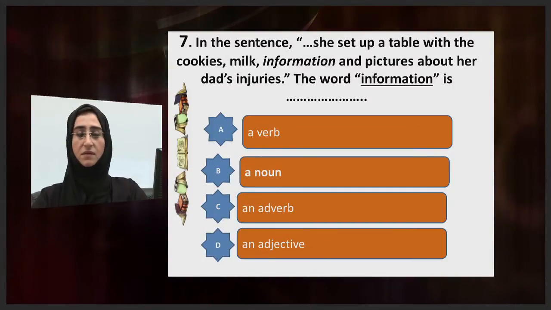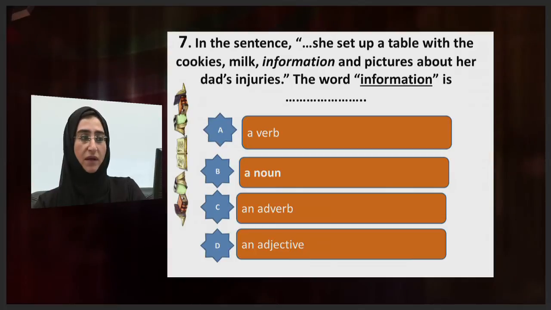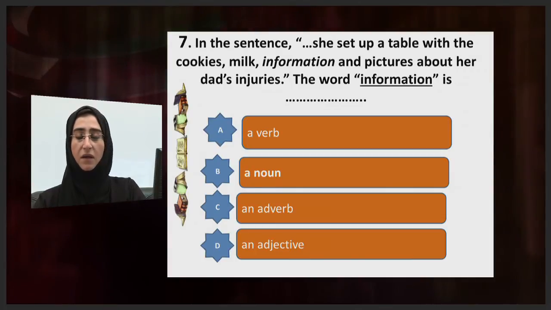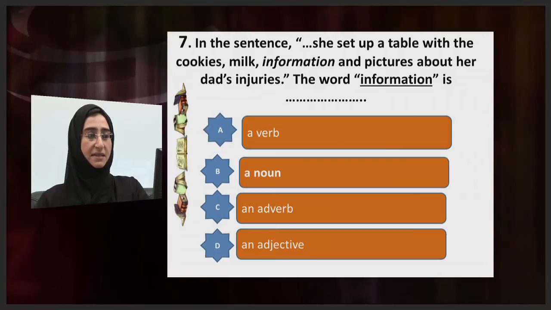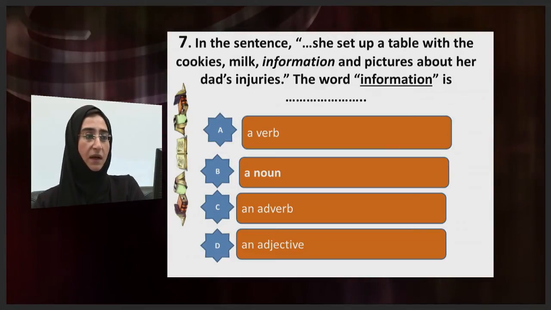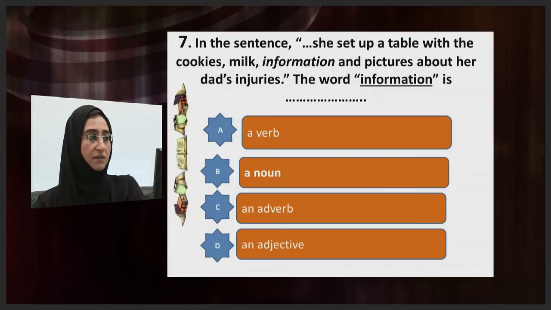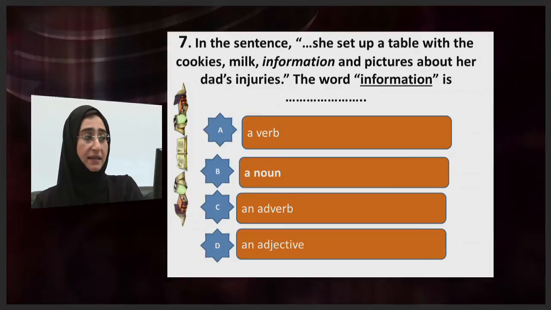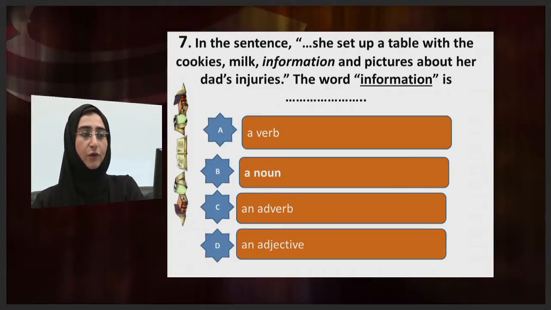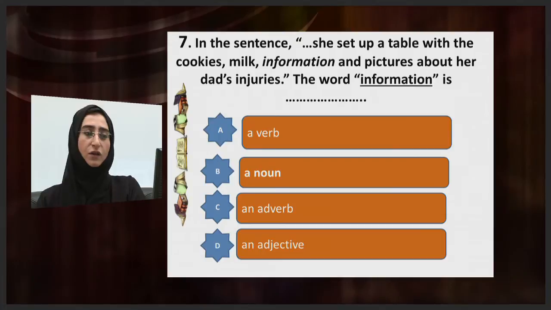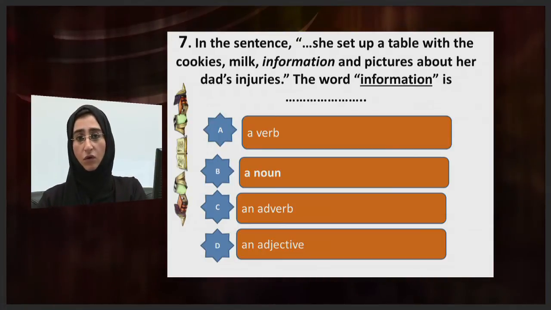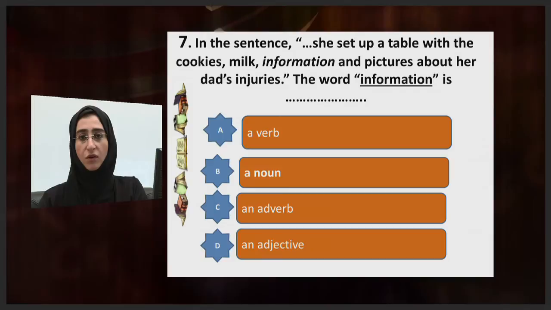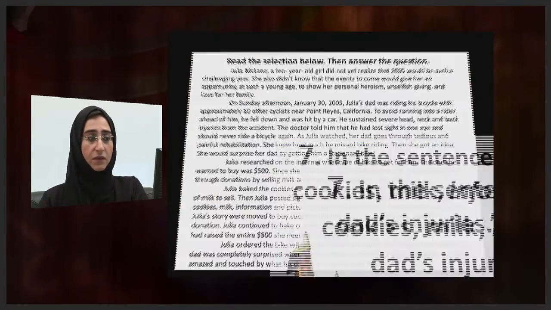Number 7. This is the question that I've been waiting for, and it is about the word class. In the sentence, she set up a table with cookies, milk, information, and pictures about her daddy's injuries. The word information, is it a verb, noun, adverb, or adjective? Some of you will say, yeah, I know the answer. Okay, I will say, don't do it. Try to go through the reading again, and then you will get it.